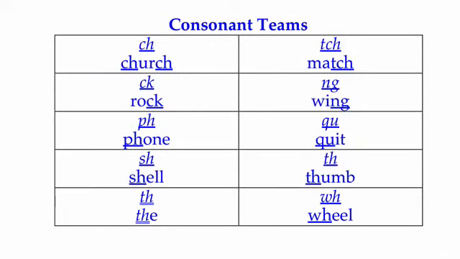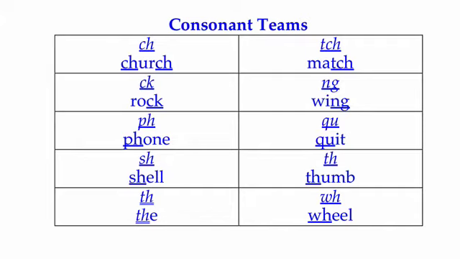These are the consonant teams we're going to be using in the words I'm about to dictate. CH, ch, church, TCH, ch, match. CH and TCH both represent the same sound. TCH must have a short vowel directly in front of it in order to use it. CK, k, rock. CK must have a short vowel directly in front of it in order to use the CK team.